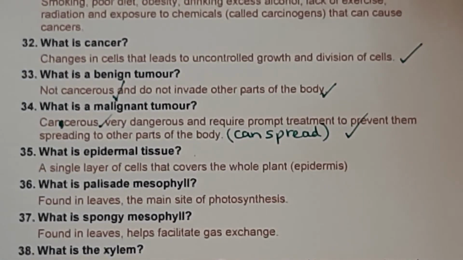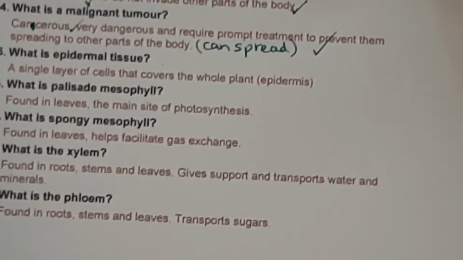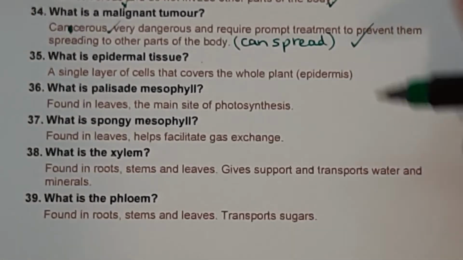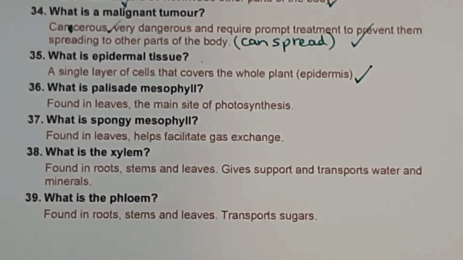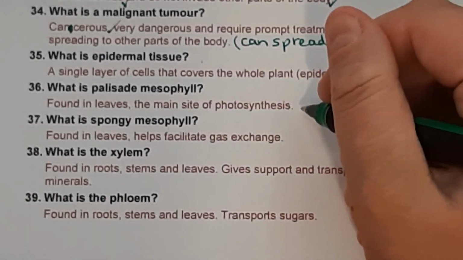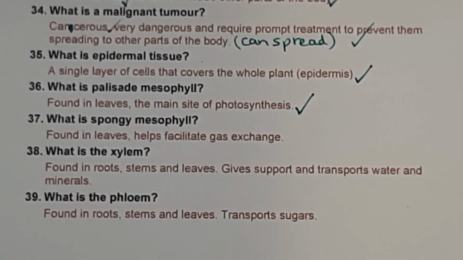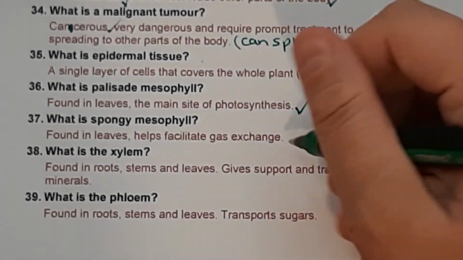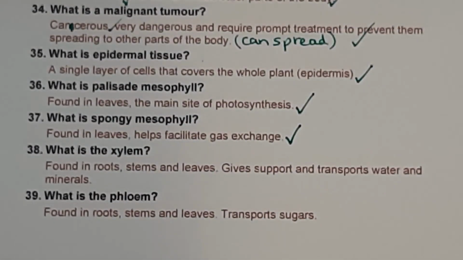What is epidermal tissue? Well, it's the single layer of cells that covers the whole plant or epidermis. It's the outer layer. Question 36. What is palisade mesophyll? Well, it's found in leaves and it's the main site of photosynthesis. You'd want to write both parts to get the mark there. What is spongy mesophyll? It's found in leaves and helps facilitate gas exchange. Again, you'll need both parts for the mark.